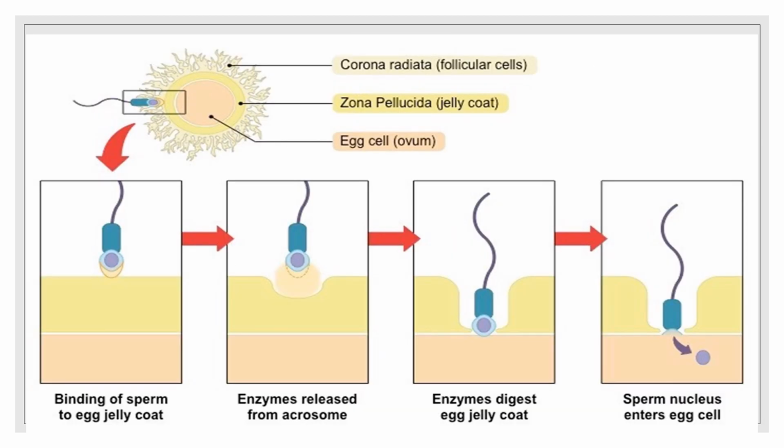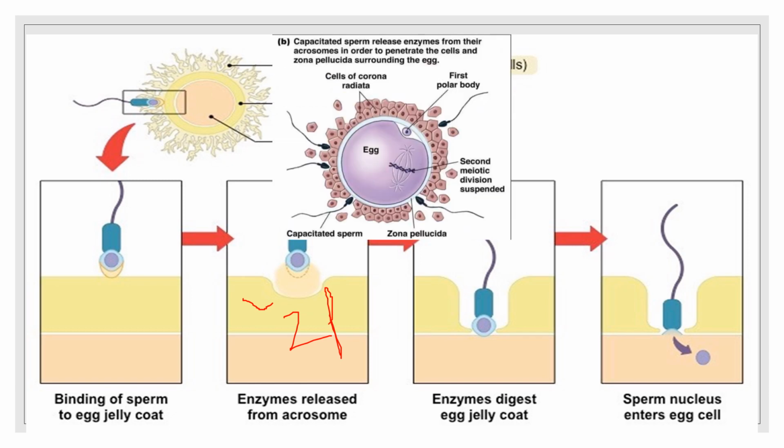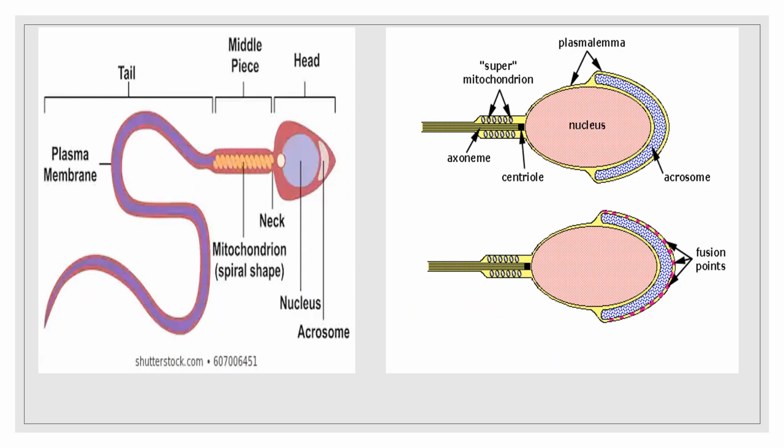So this is the corona radiata. It has been penetrated by the hyaluronidase and the sperm has come in contact with this jelly coat of zona pellucida. So what will happen now? Before going to that, we must do a quick brush up of the structure of the sperm.